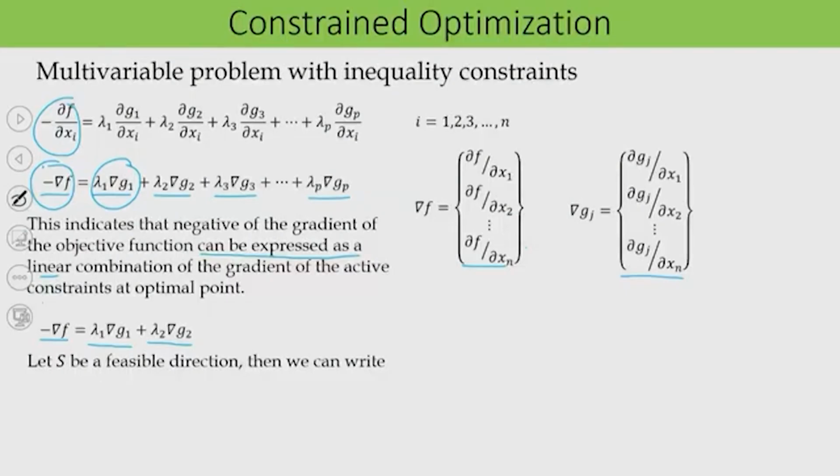Now, let us see if I take a direction S. Let S be a feasible direction, then we can write it like this. If I take a direction from this point, where we have calculated the gradient of the objective function as well as the constraint functions, and multiply it by the direction, I get S transpose del f equal to lambda 1 S transpose del g 1 plus lambda 2 S transpose del g 2. Okay. So, now this is a feasible direction.